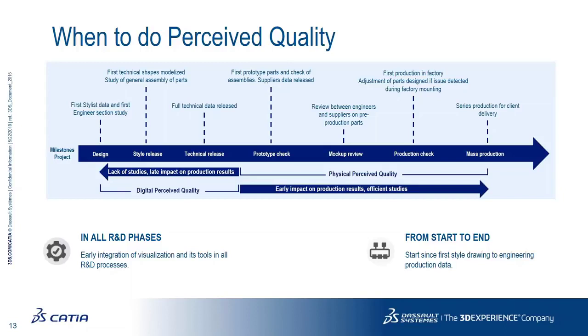you can find out a lot of stuff on impacts on the production results. And then you can already reduce these impacts and put them on your first physical prototype. And if you then do the perceived quality, you can have more efficient studies, which then really relates into a better timing and less costs.